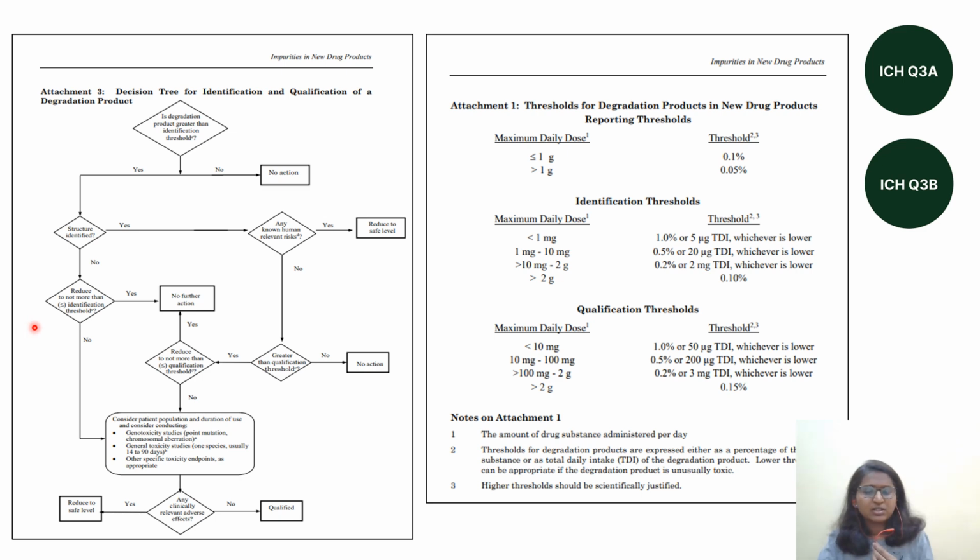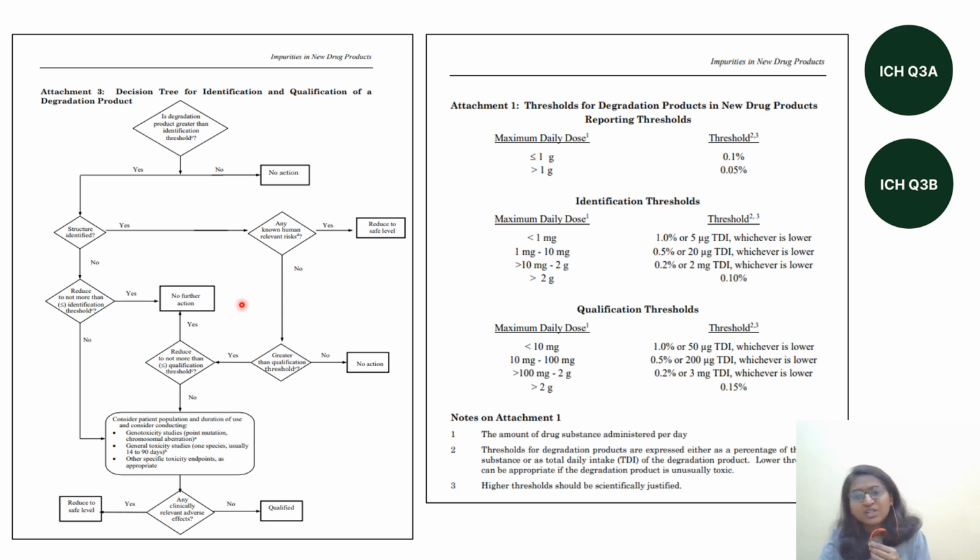The previous one is the decision tree in the draft guideline. In this decision tree, you have to check whether the degradation product is greater than the identification threshold. If yes, then is the structure identified or not? If no, you have to reduce it to not more than the identification threshold. If no, then you have to perform these studies. When you perform these studies, as I said, you have to do genotoxic studies, point mutations and chromosome aberration. You have to do general toxicology studies, in one species, usually a 14 to 90-day study, and other specific toxicity endpoints as appropriate. As I said, based on the maximum daily dosage, certain identification or qualification thresholds will apply. This is the decision tree given in Q3A or Q3B.